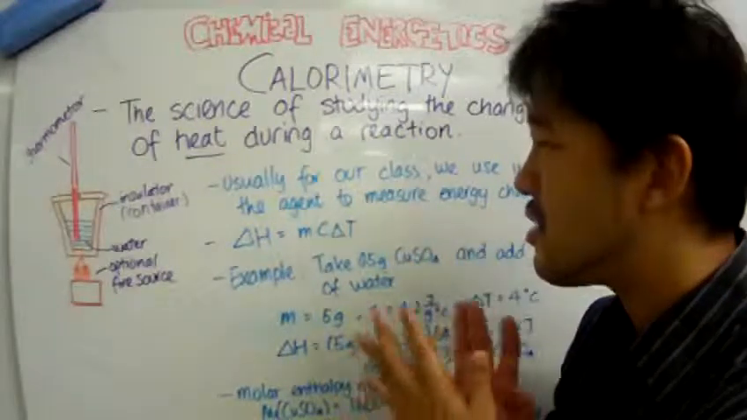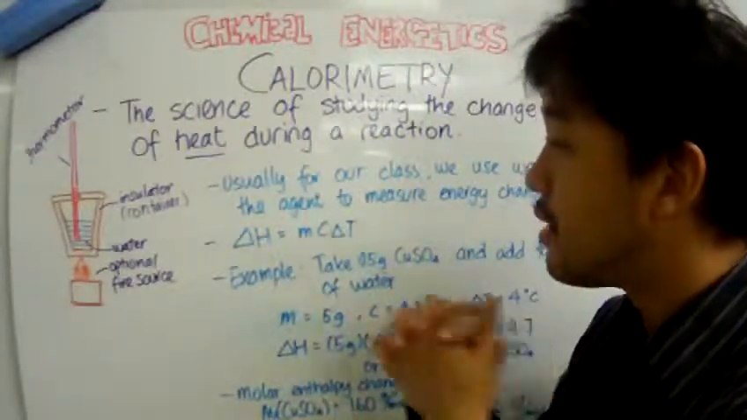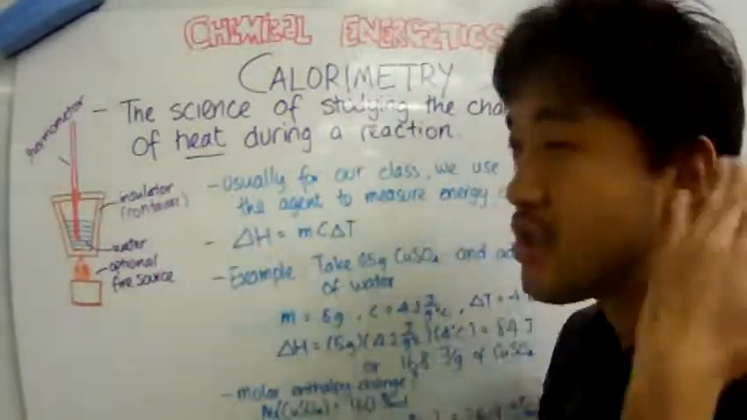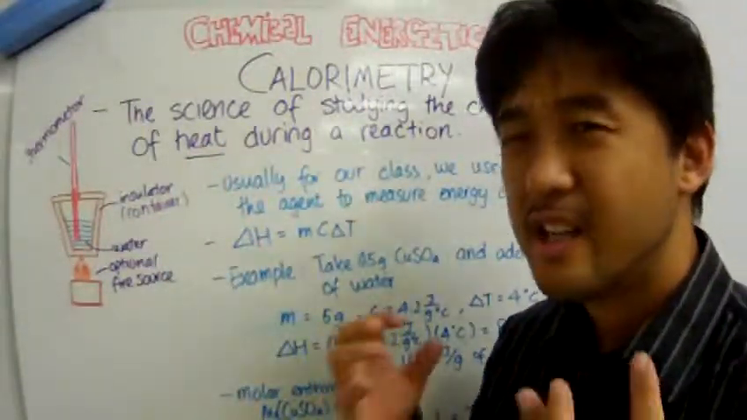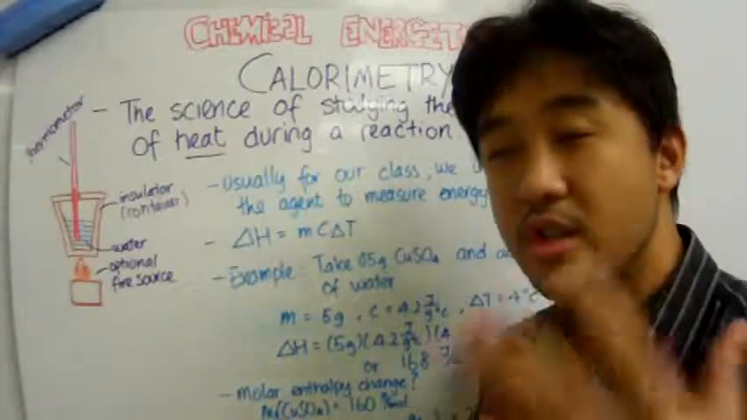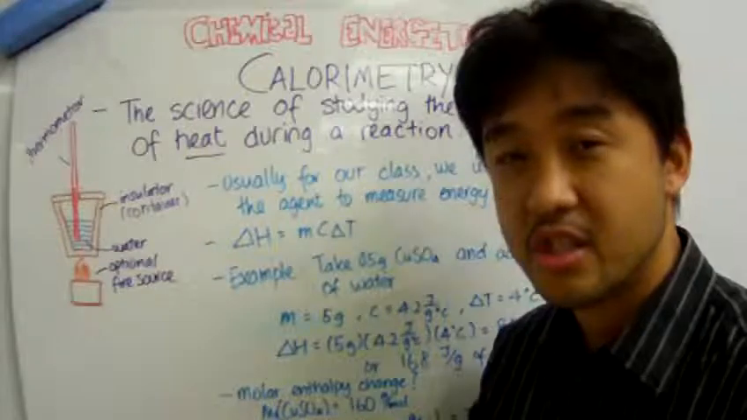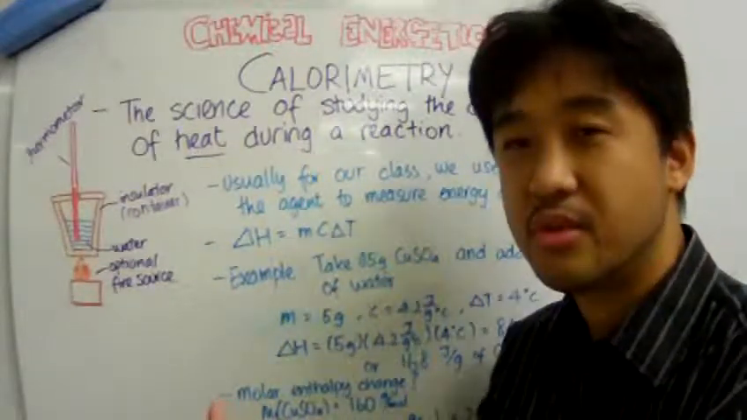So that is the basic method of using a calorimeter to measure energy change. And in class, you're going to do a research presentation on the production of energy, and then we'll go on to the next unit.